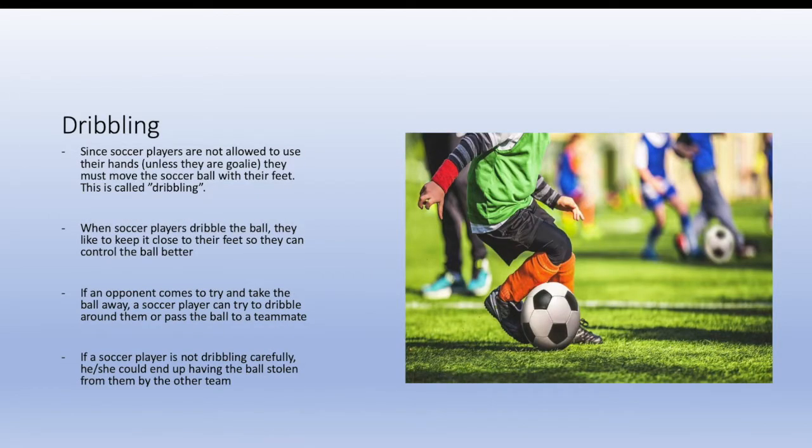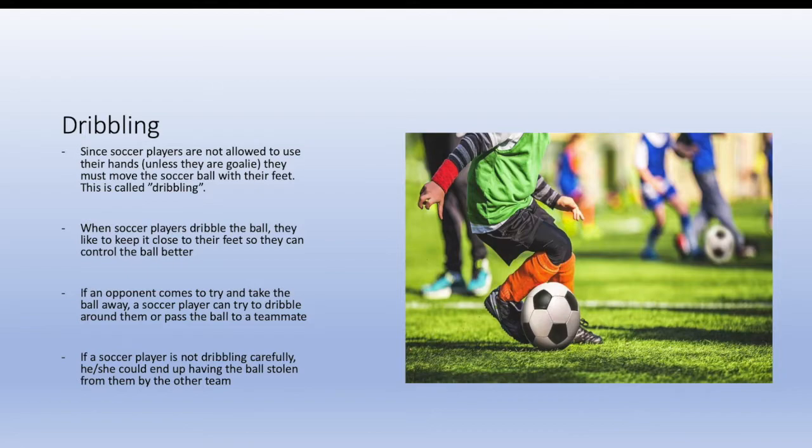Dribbling. Since soccer players are not allowed to use their hands, unless they are a goalie, they must move the ball with their feet. This is called dribbling. When soccer players dribble the ball, they like to keep it close to their feet so they can control the ball better. If an opponent comes to try and take the ball away, a soccer player can try to dribble around them or pass the ball to a teammate.